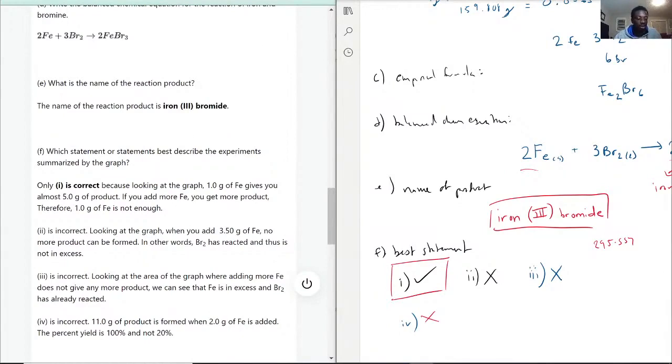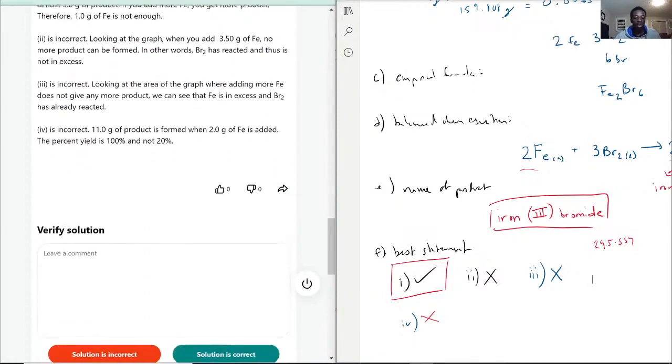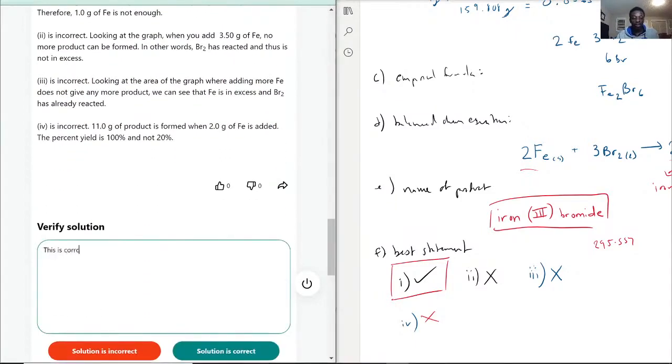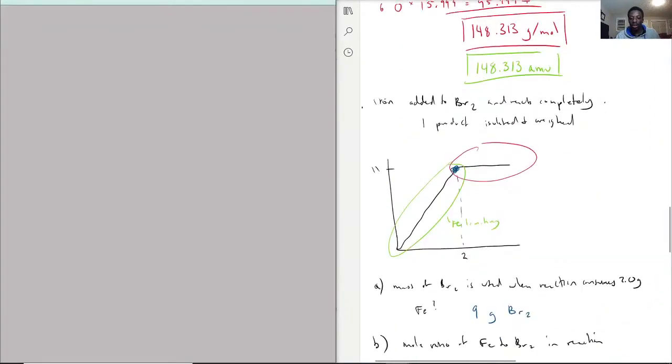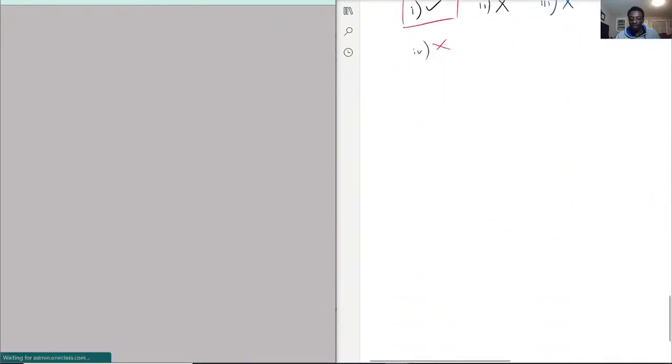The reason this one's a little sketchy is that, exactly as we calculated, our theoretical yield based on the amount of iron should have been like 10.5 something. But based on the fact that it was 11 on the graph, we would still have 10.8 divided by 11 times 100 to get a percent yield, and that's 98.18%. So it's nowhere near 20% yield. So this is still correct. And we can move on now to question number 7.